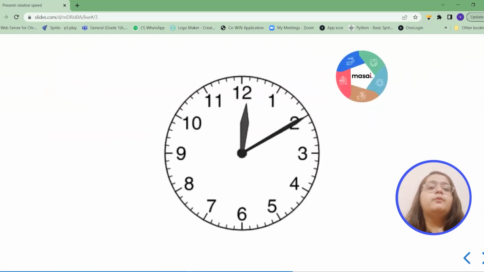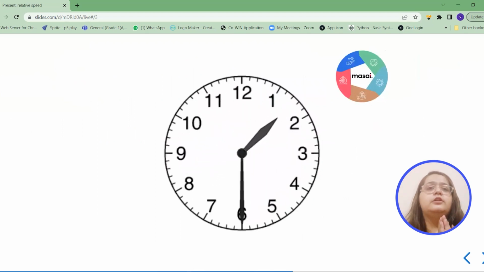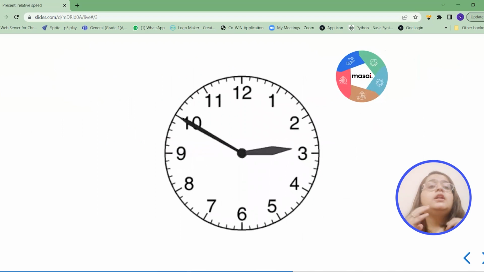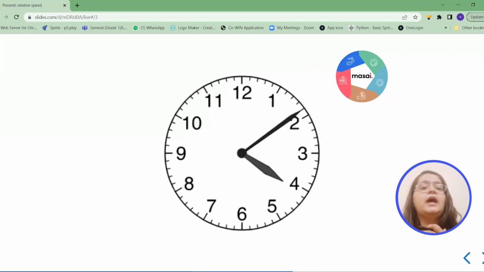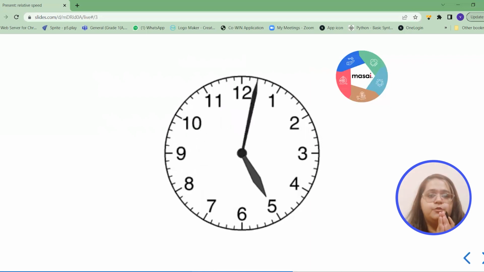Now, as we are on the topic of clocks, what is the use of relative speed here? You can see in this clock, two hands are there, the hour hand and the minute hand. Both are moving in the same direction. Now, when we have to calculate certain things, we need to check the speed. Which speed do we have to take, the hour hand or the minute hand? So, the answer is we have to take the relative speed. How can we calculate the relative speed?